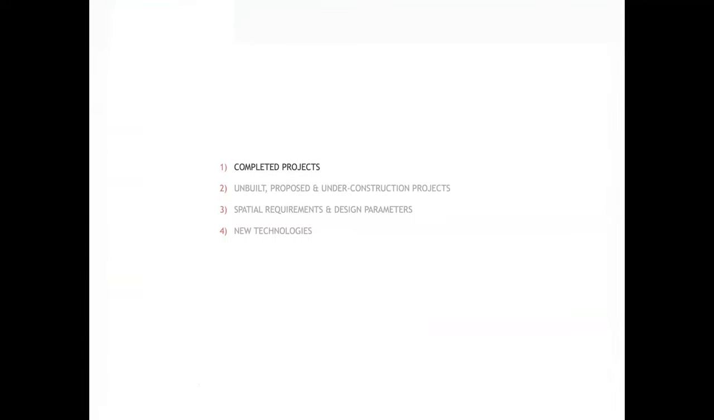So we basically divide the presentation, as you see over here, into four aspects. One, we take you through some of our completed projects to help the students understand what went into the design, what was the design philosophy, what were the restrictions, what were the different kinds of materials used, and eventually, obviously, what the end product looked like.